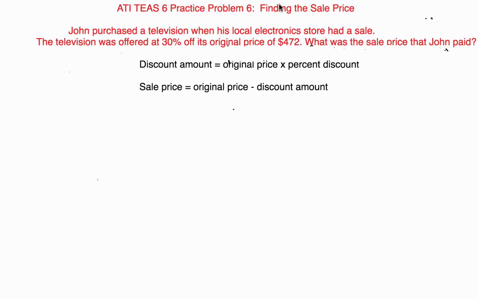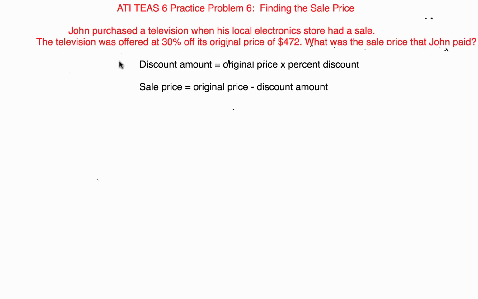In today's problem, we will practice ATI TEAS 6, Problem 6, Finding the Sales Price. John purchased a television when his local electronics store had a sale. The television was offered at 30% off its original price of $472. What was the sale price that John paid?